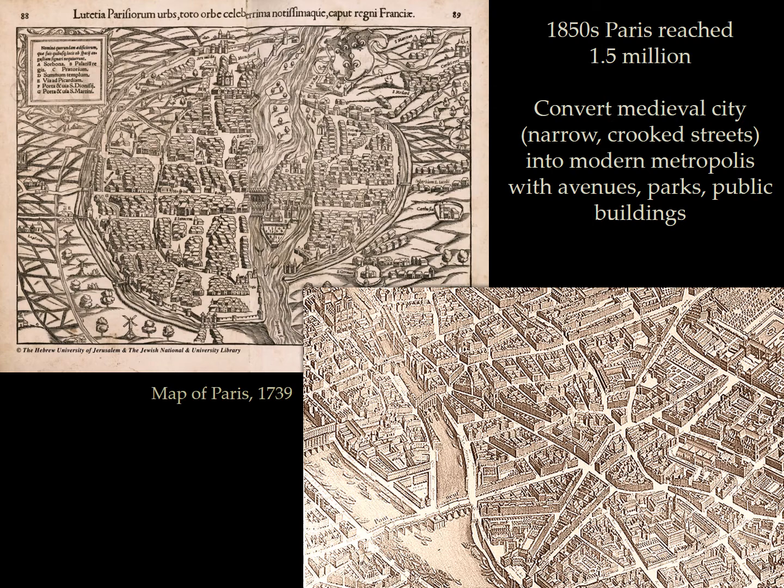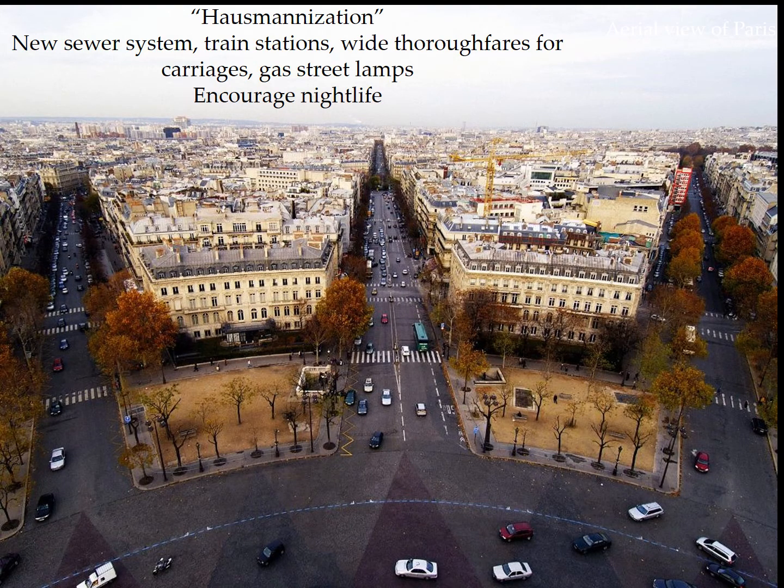With, of course, street lights where people could shop at night, go to cafes in the evening, and thus, of course, enjoy themselves. Now, this is known to Parisians as Haussmannization because it was a man named Haussmann who redesigned the city at the time under the Emperor Napoleon III. So we find here we have a new sewer system built, new train stations. He had wider thoroughfares added for carriages to carry people to and fro.